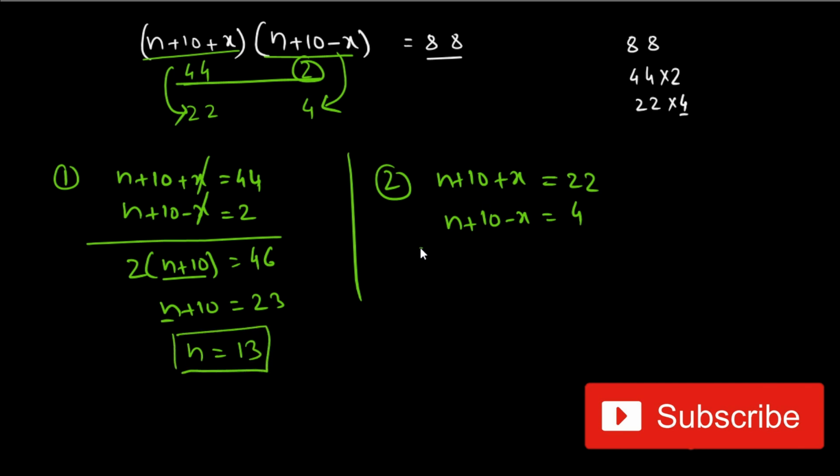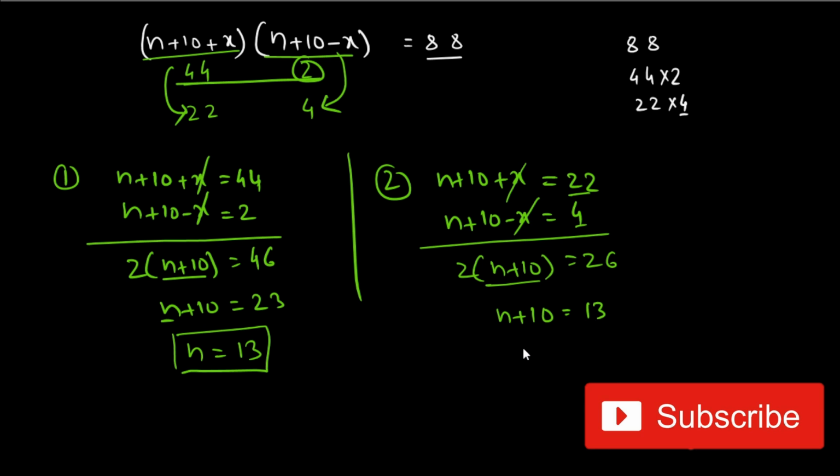Now again we'll add these, and here x and x cancel. So it is 2 times (n + 10) similarly, equal to 22 + 4, which is 26. So n + 10 will be 26 divided by 2, that is 13, and so n will be 13 minus 10, which is 3. So we have two solutions of n. Here we have two possible values of n: one is 13 and another is 3.